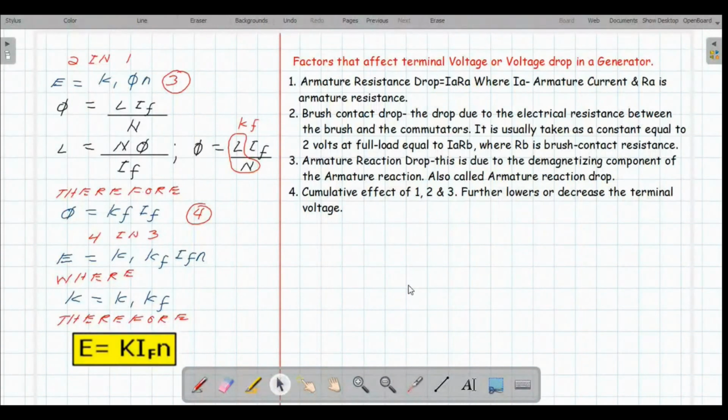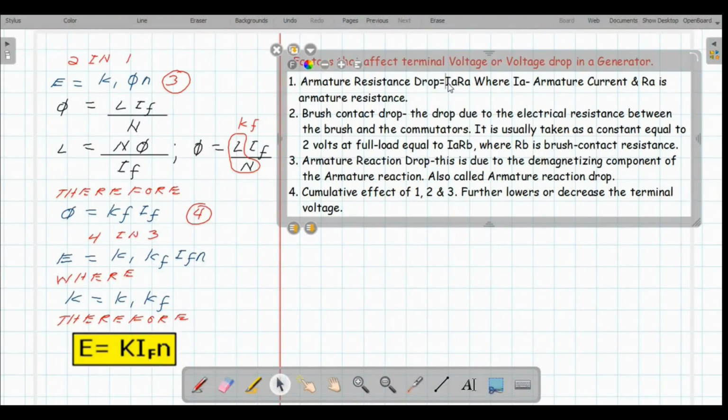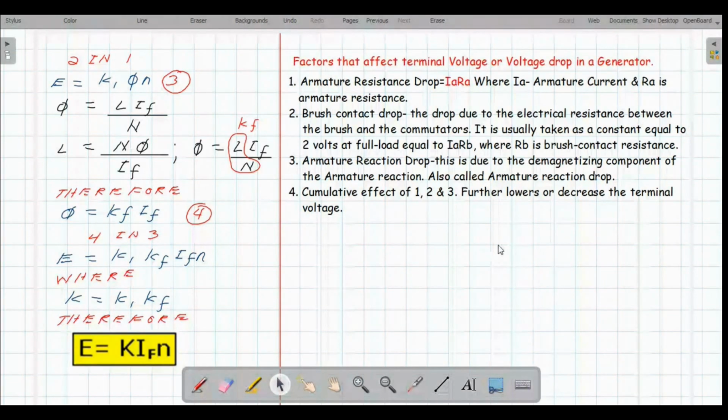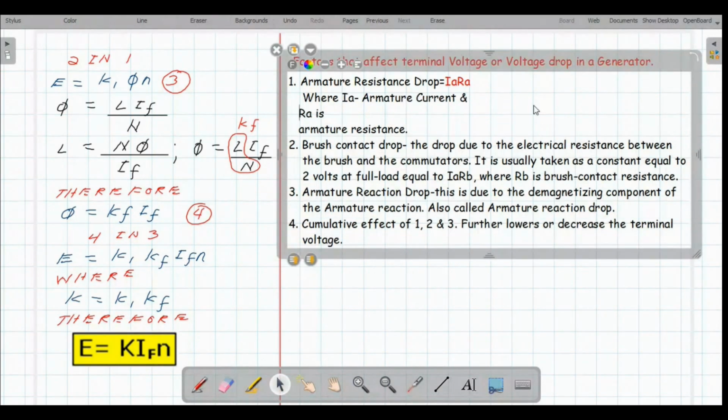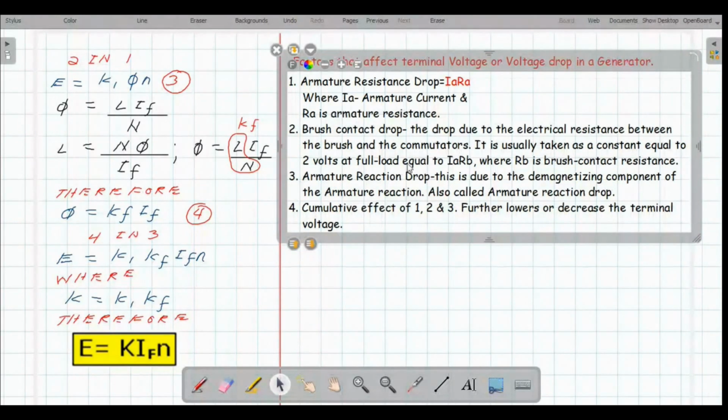So, factors that affect the terminal voltage or voltage drop in a generator. Una, yung armature resistance drop. Yung resistance dun sa armature. May formula siya na armature current times the armature resistance, where IA stands for armature current and RA, armature resistance.